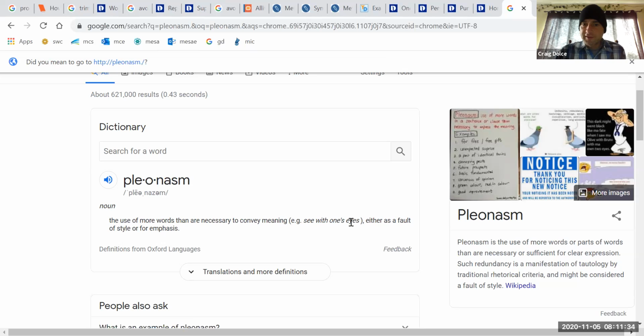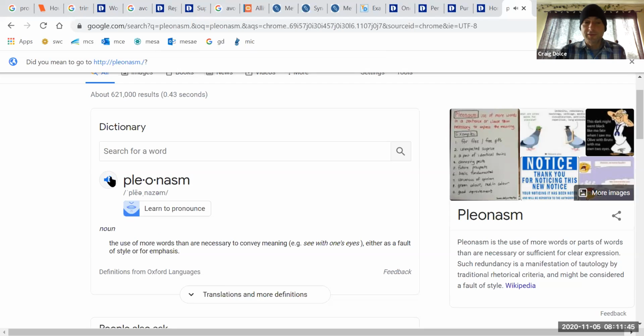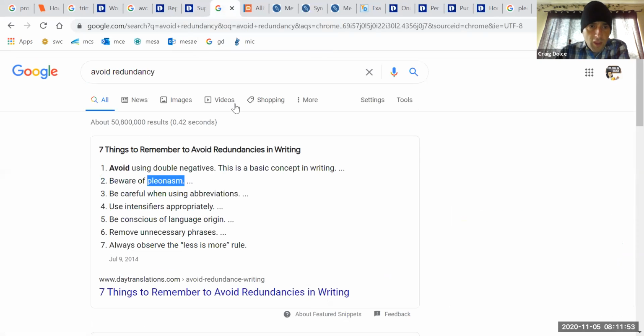See with one's eyes. Again, that's repetitious. I'm sorry, that's redundant because you use your eyes to see. So saying that would be a pleonasm. Okay, sorry about that. Again, live learning. So good stuff. I'll put links to all of these ideas.